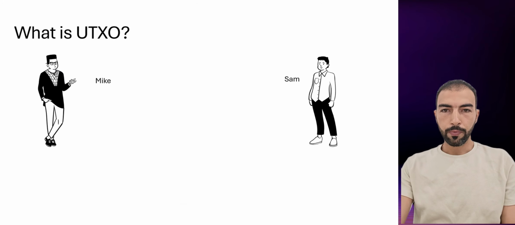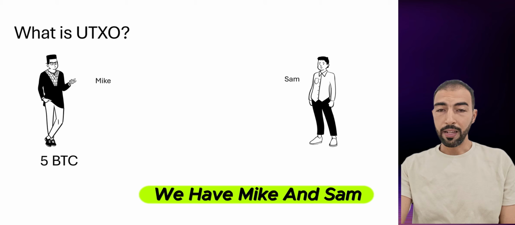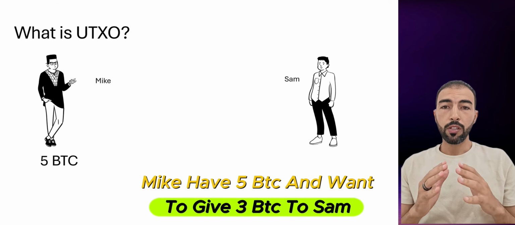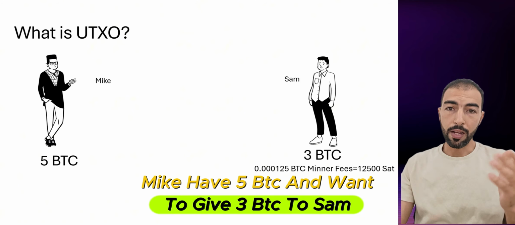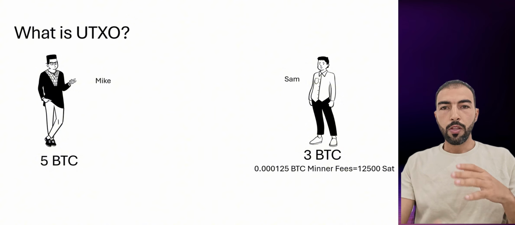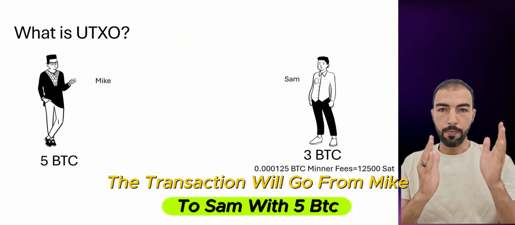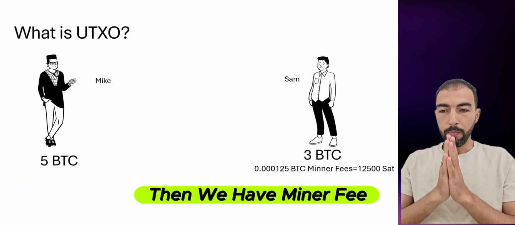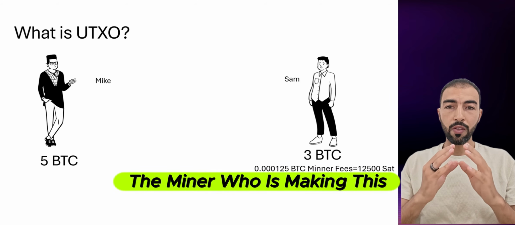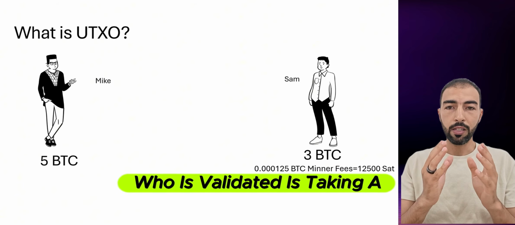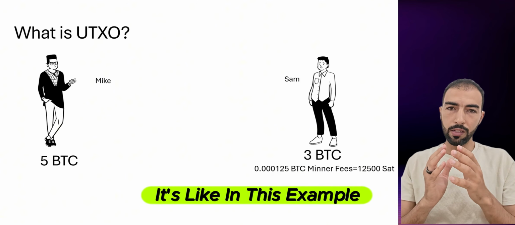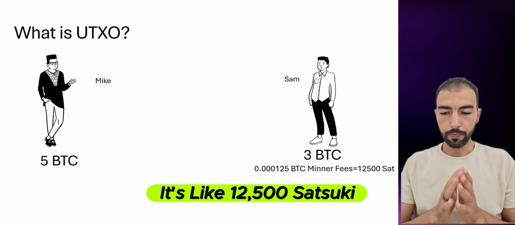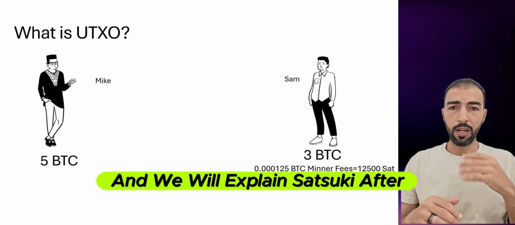So let's dive in. We have Mike and Sam. Mike has 5 BTC and wants to give 3 BTC to Sam. The transaction will go from Mike with 5 BTC. Then we have the miner fee. The miner who is making this whole transaction, who validated it, is taking a fee. In this example, it's 12,500 Satoshi. And we will explain Satoshi after a while.